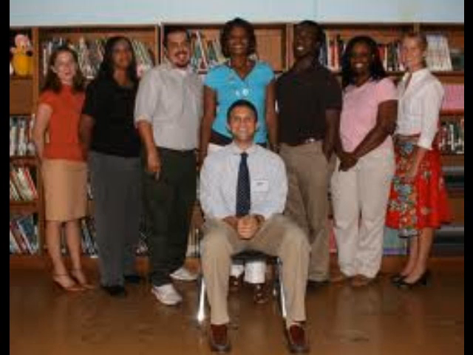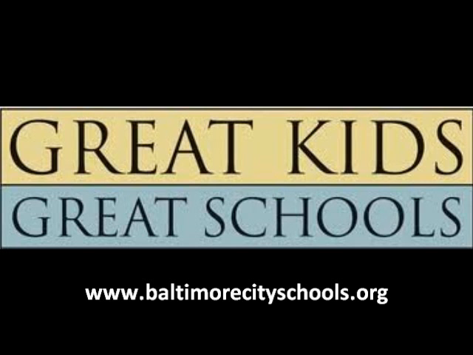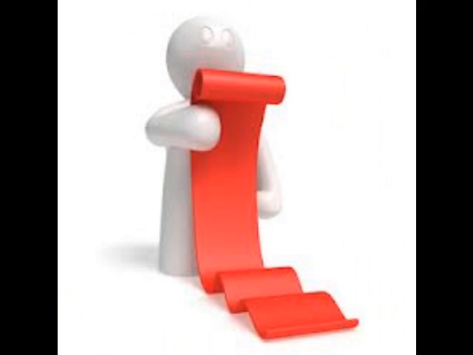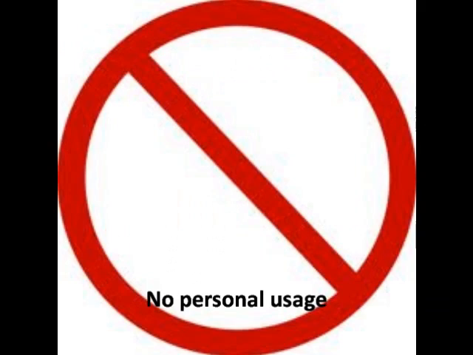Implementing the acceptable use policy as a staff member. The best way for a staff member to adhere to the policies is to be aware of all components of the acceptable use policy. Again, the full acceptable use policy can be found at the Baltimore City Public School System website listed at the end of this presentation. Some tips for staying safe on the web as a staff member are to be aware of all guidelines, and to limit technology usage to only educationally related activities. The best way to prevent misconduct through personal usage is to have none.